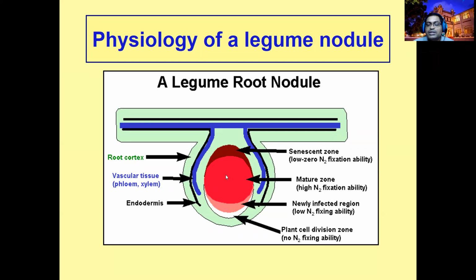oxygen, and also the bacterial cell is here. The nif gene is present here. So therefore high nitrogen fixation ability, right? High nitrogen fixation ability where this nif gene is present.